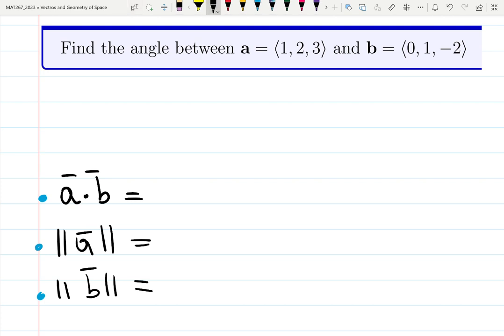Let's do it. Try to mute your phones. Don't forget: 1, 2, 3, and 0, 1, minus 2.